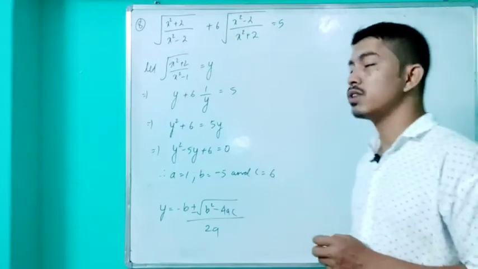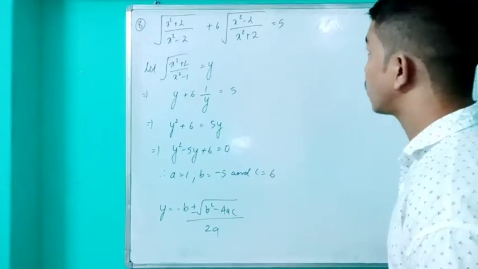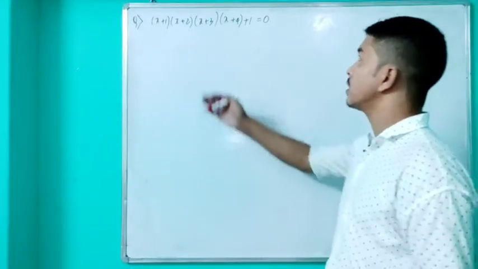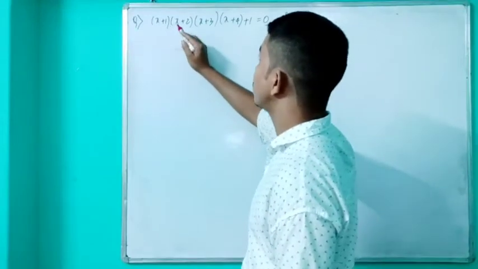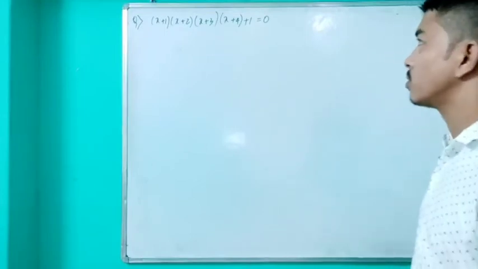So now we'll try to see how to solve the third kind of equation. So I'll take one question from your book and we'll try to solve that. So here I've taken one question from your book which tells us to solve the equation (x plus 1) into (x plus 2) into (x plus 3) into (x plus 4) plus 1 equals to 0.